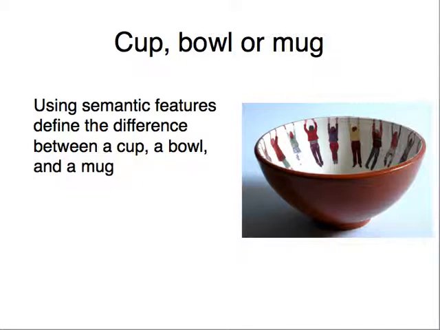One of the problems with essential features, though, is that sometimes it's very hard to actually precisely distinguish what the essential features of a particular object are. So, see if you can try this. Using semantic features, define the difference between a cup, a bowl, and a mug. And again, you might want to pause to give this some thought and see if you can come up with some semantic features to distinguish them.